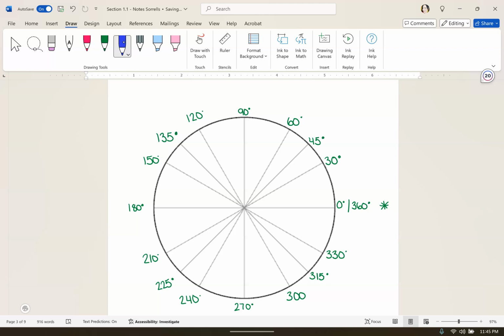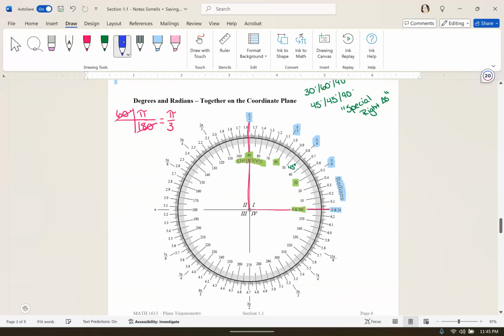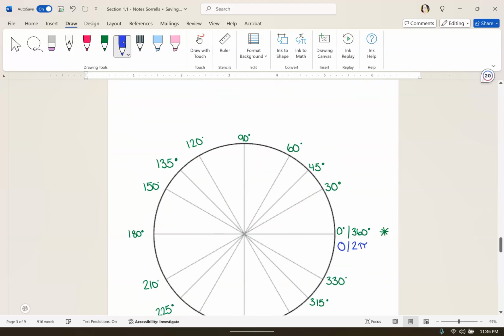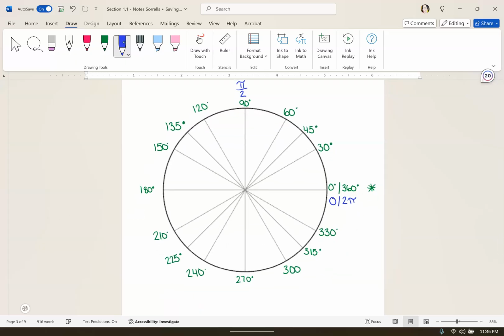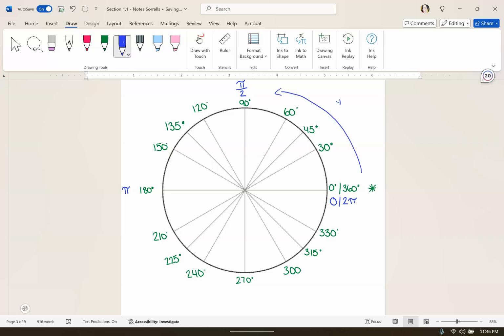Okay, so let's put what we know. This is 0 radians and 2 pi. And then we just learned that that's half a pi. So I'm going to put pi over 2 right there. We also learned that 180 degrees is pi. So I want you to see what's happening. It's like we're counting by a half. So that's half a pi. A half plus a half is a whole.